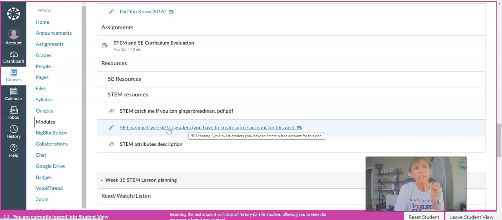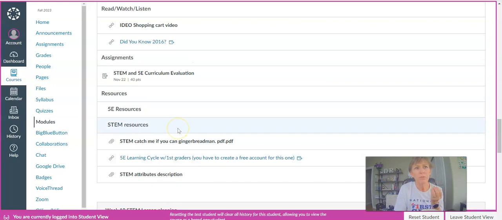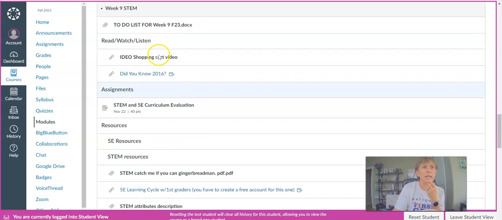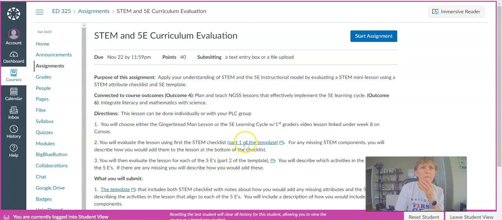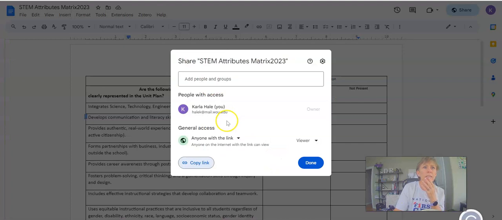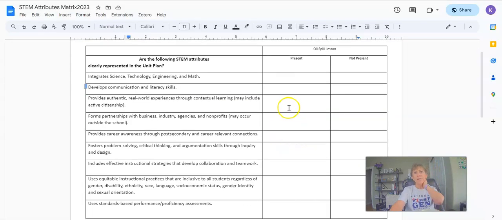And what you're going to do is you're going to evaluate it for two things. You're going to evaluate it for the STEM attributes and also for the 5 E's. So linked in the assignment, you will see that there is a template. Once again, there's a part 1 and there's a part 2 of the template. And so this is what the template looks like. And so the first thing is you're going to go through the lesson. Oh, and I need to change that so it shouldn't say oil spill. That's the lesson we evaluated a different term.